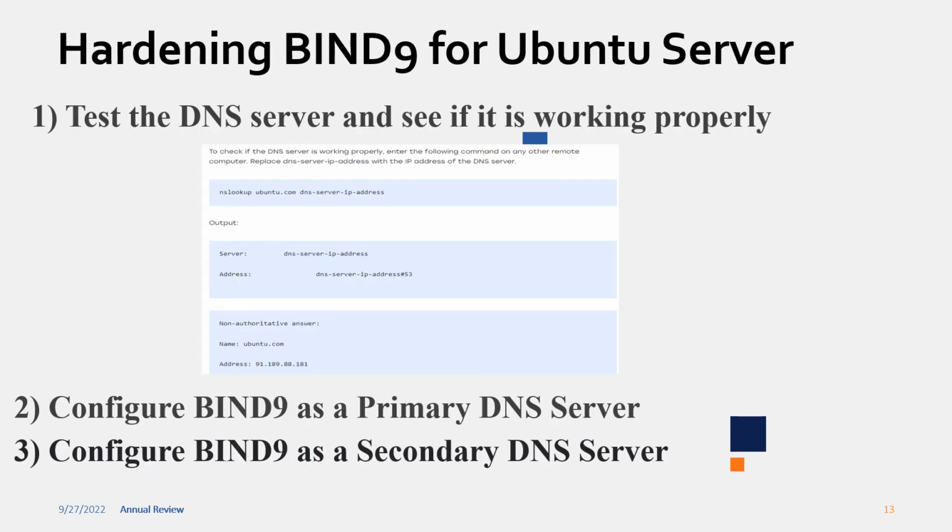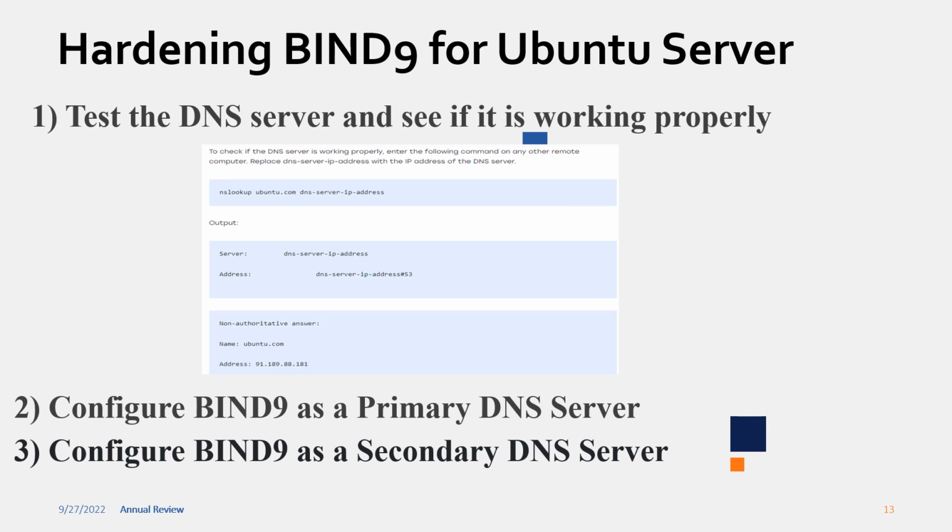How do we harden the bind9 for the Ubuntu server? What we do is that first we got to test the server and see that it's working properly, because if we don't even know if it's working properly, how are we going to proceed with the next issues? Next, we got to configure them as primary and secondary DNS servers. Make sure they have the top jobs in having the identity of mandating and processing the DNS protocol for the system. How to do that is very complicated and beyond the time I have to share on this video.